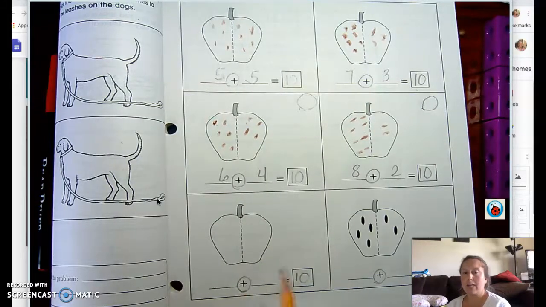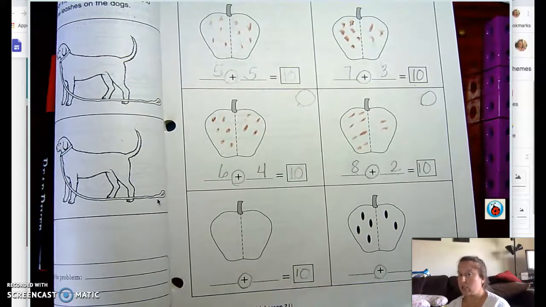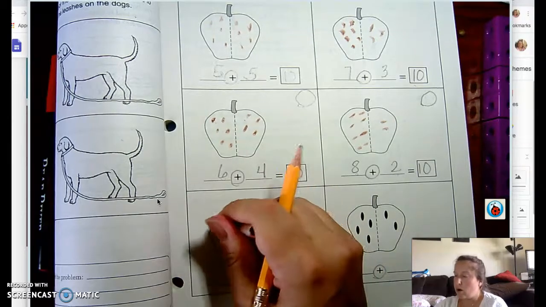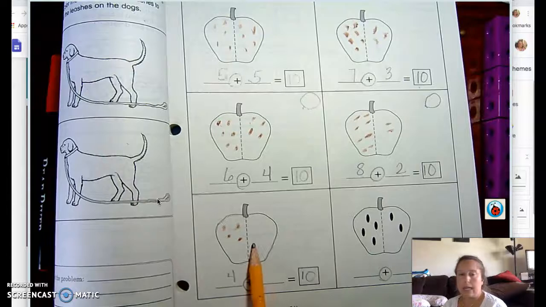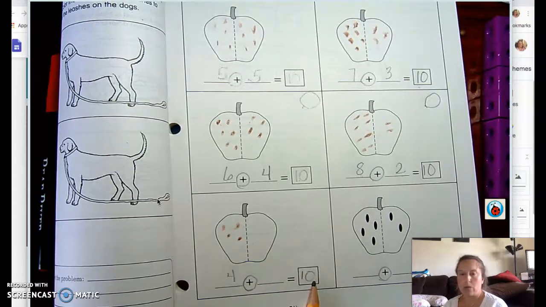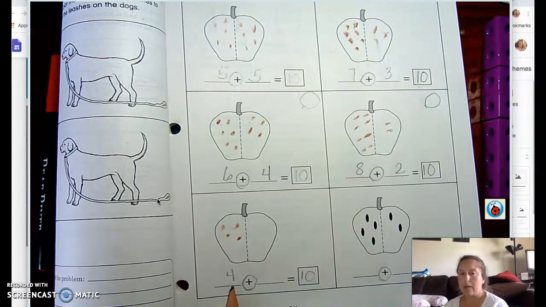Down here, I'm going to give you a trick question. I'm hoping you can answer this. If I give you 4 on the left, how many on the right do you need in order to make 10? Pause me now to see if you can figure that out. 4 on the left plus what on the right equals 10?